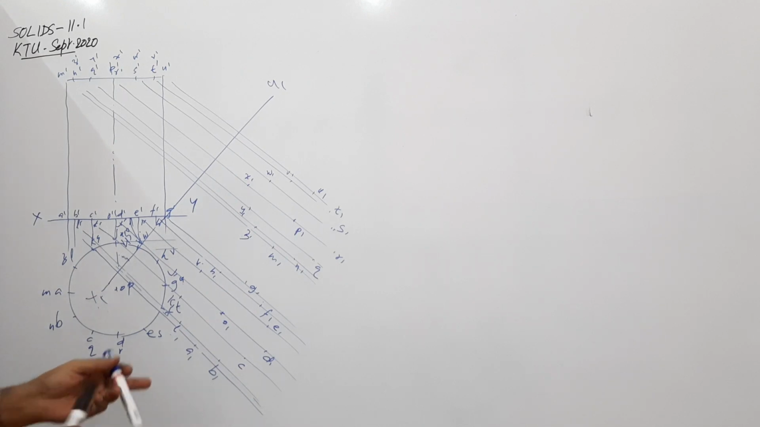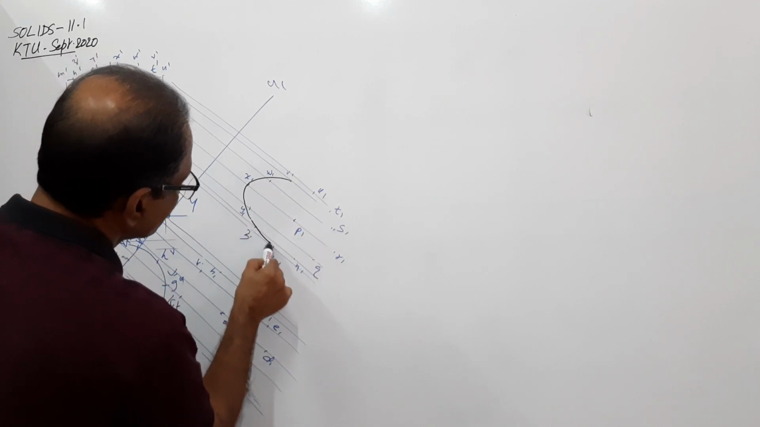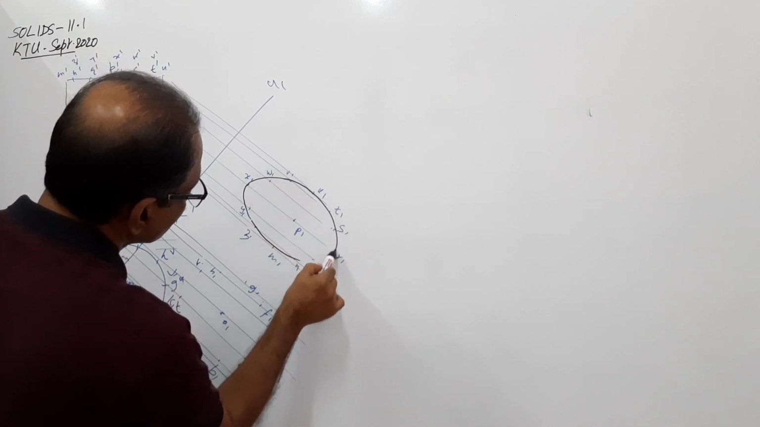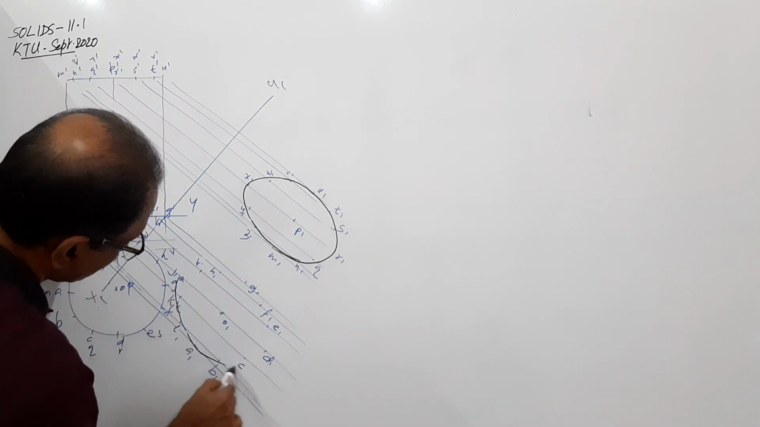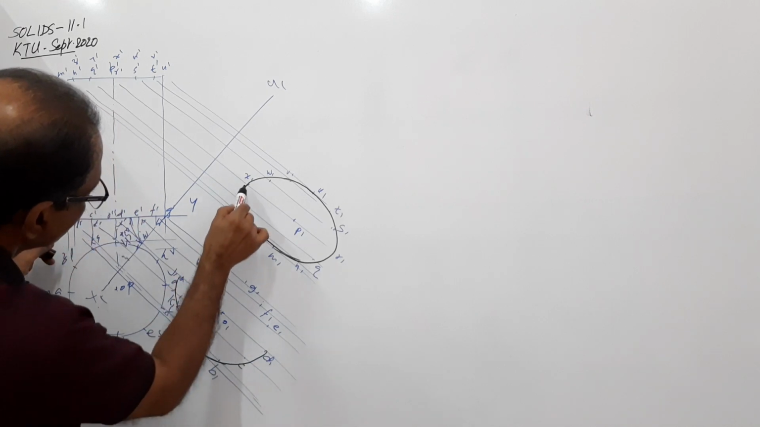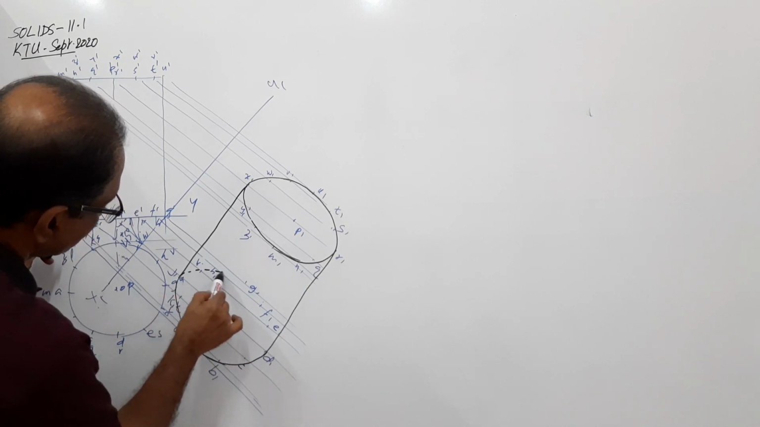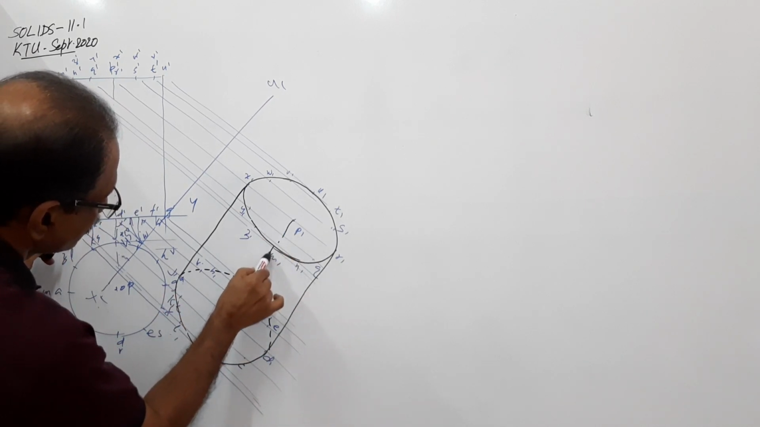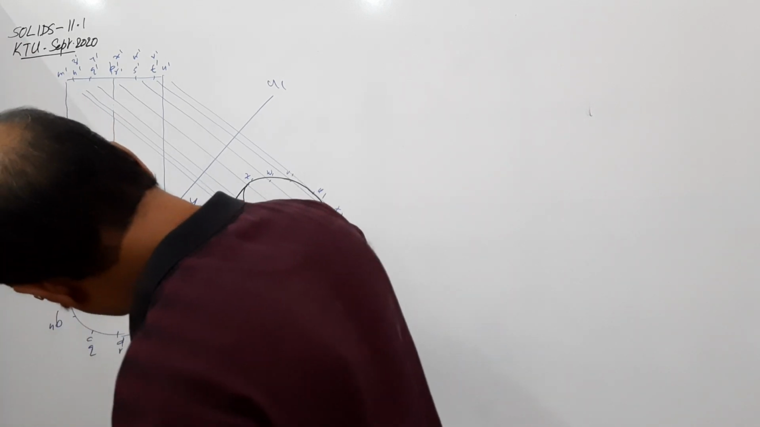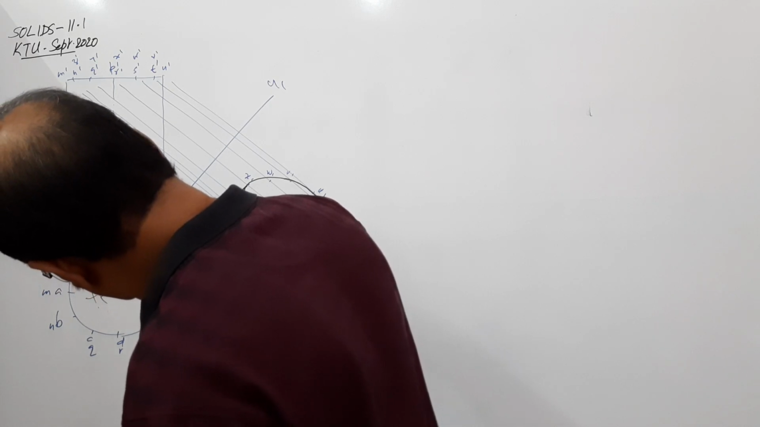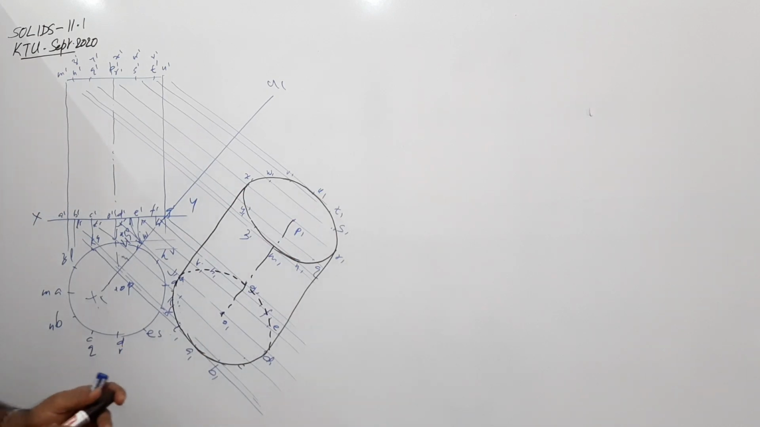Connect them. How do you connect? This part will be visible. So this is the auxiliary plan.